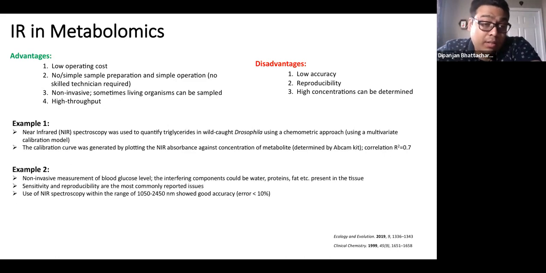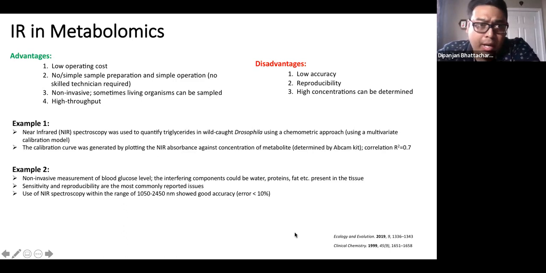The second one that I saw in the literature is pretty common: the non-invasive measurement of blood glucose level. Basically, you scan one portion of your skin with the IR machine to quantify blood glucose level. The obvious interference is going to be water, protein, or fat present in the tissue. Lots of literature suggested that there are sensitivity or reproducibility issues. But there was one paper where they used this technique in the range of 1050 to 2450 nanometer, and that showed a pretty good result. The error was less than 10% for quantification of glucose.